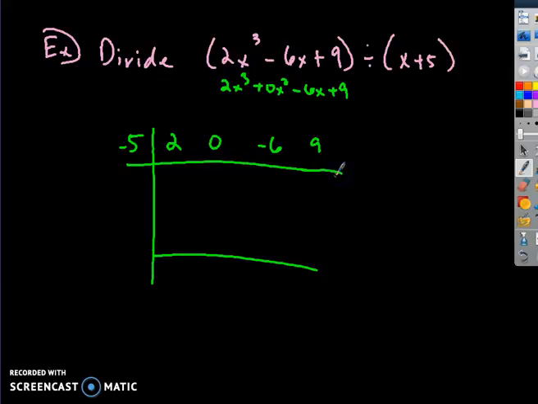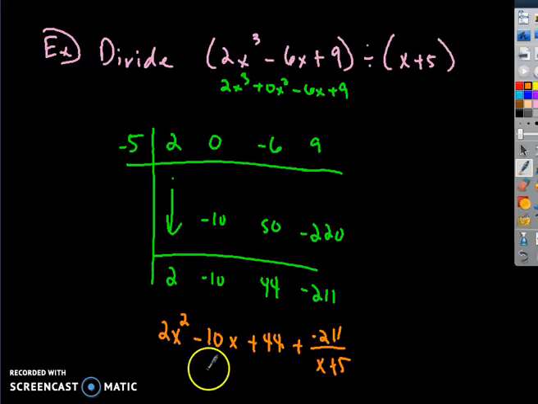All right. So the 2 comes down, makes it 2. Negative 5 times 2 is negative 10. Add these, and it's negative 10. Multiply by negative 5, and it's positive 50. Add these, and it's 44. Multiply that by negative 5, and it's negative 220. And this is negative 211 as a remainder. And this is your final answer. That's all I have. Good luck.